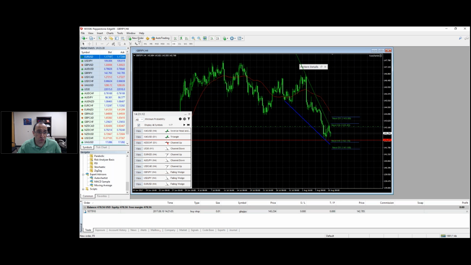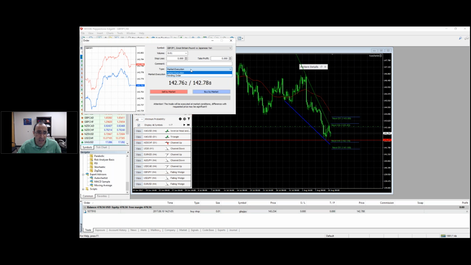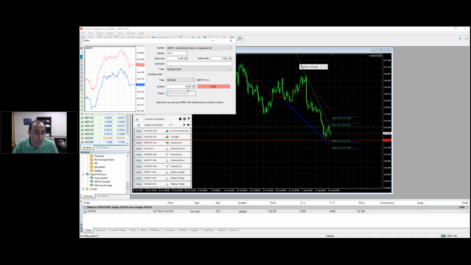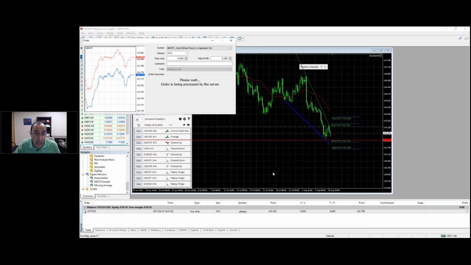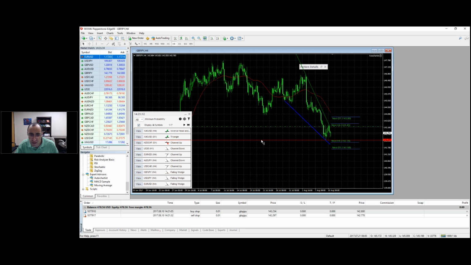And then I could also set a pending order, a sell stop at 142.297, and place that pending order. So now I have a pending order down over here, a sell, right? Now what will happen is that if the price breaks through, remember, I've got two lines here, but I haven't taken a position.